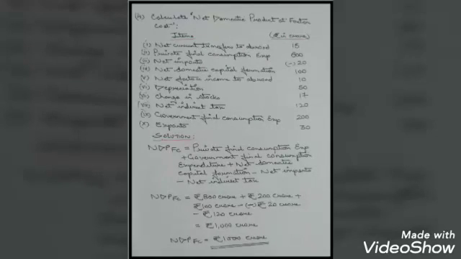So this is how you can calculate NDP at factor cost. The only thing which you are supposed to remember is again the measurement, that is, the measurement of estimating national income by the expenditure method.